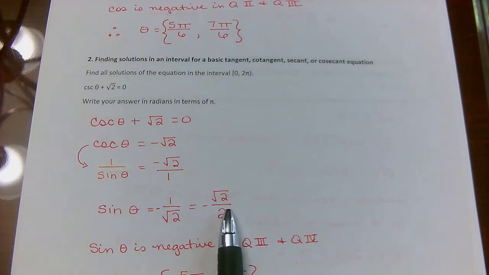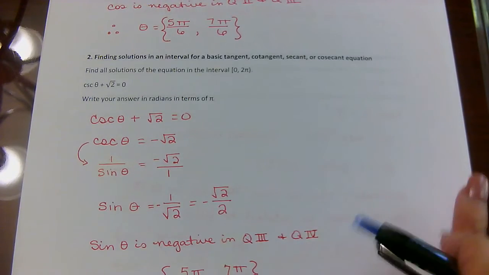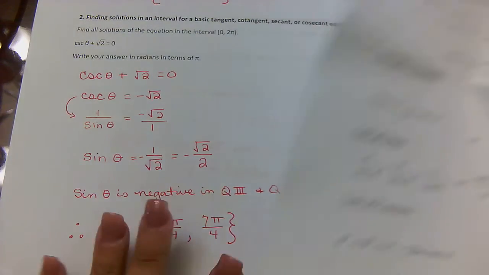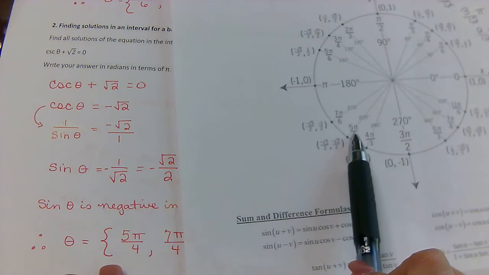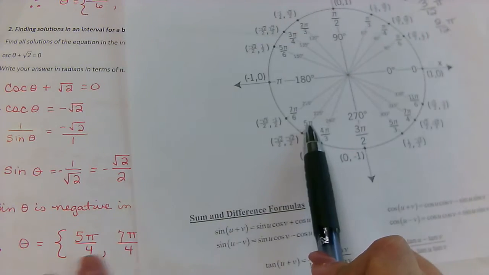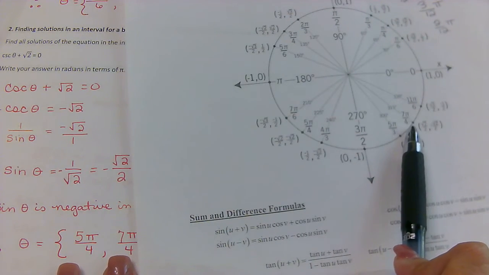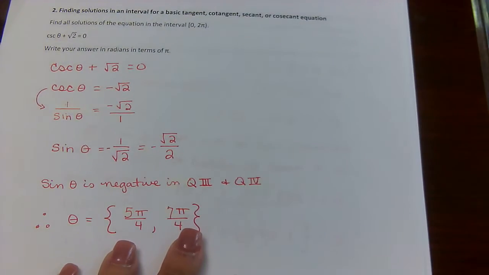Okay, sine is negative in quadrants 3 and quadrant 4, so I'm going to look on my unit circle. Here we go, 5 pi over 4 and 7 pi over 4. Those are going to be our 2 solutions. Let's go on to the next page.